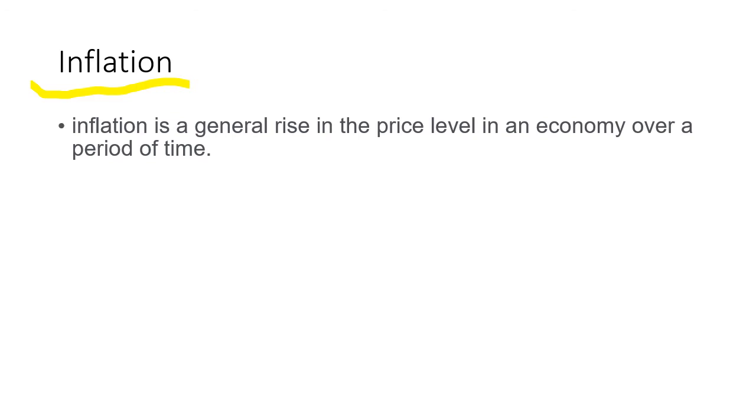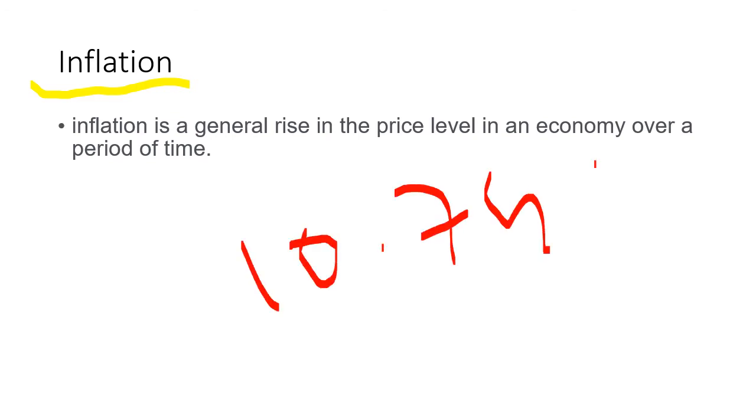For example, from 31st December onward, from 1st January to 20 January, the calculated inflation rate that is calculated by government is 10.74%, right? It means the prices of goods increased by 10.74% in the first 20 days of the January 2021. Right? Do you understand now? It is the general rise in the price level. If the price of a good is increasing over a period of time, that's called inflation.